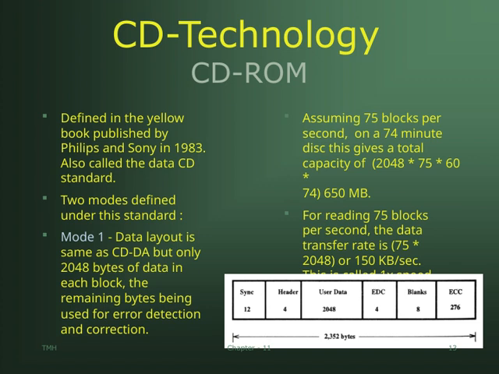Now, if we think about how much data this setup can hold, assuming a typical read rate of 75 blocks per second on a 74-minute disk, we get a total capacity of roughly 650 megabytes. To put that into perspective, that's quite a substantial amount of data for that time. As for the data transfer rate, when reading at 75 blocks per second, we're transferring about 150 kilobytes per second. This speed is often referred to as 1x speed, which was the standard for early CD drives.